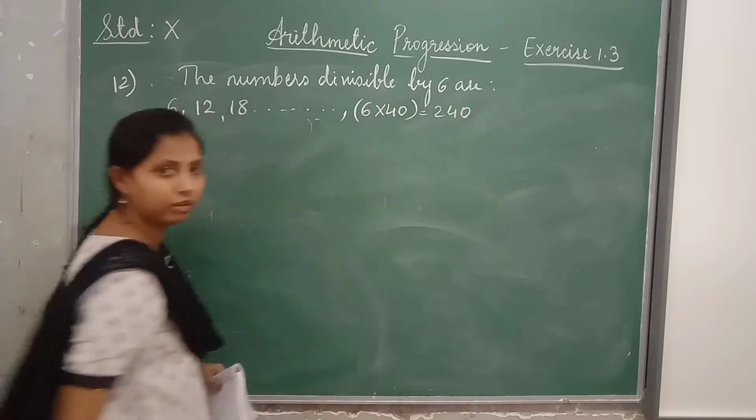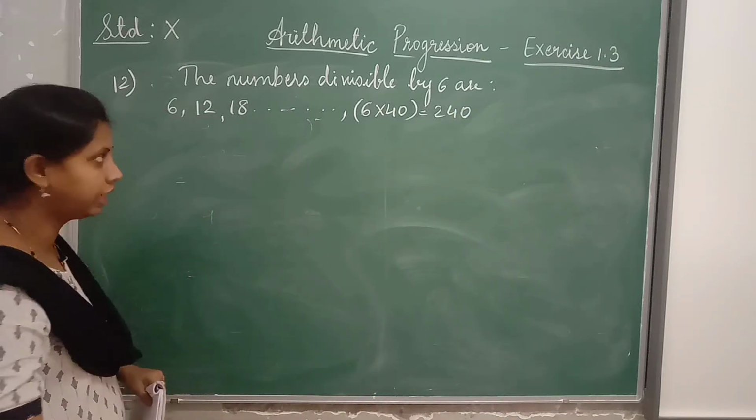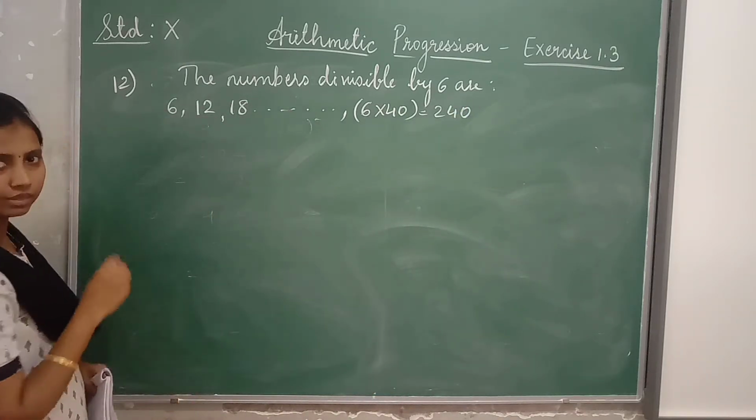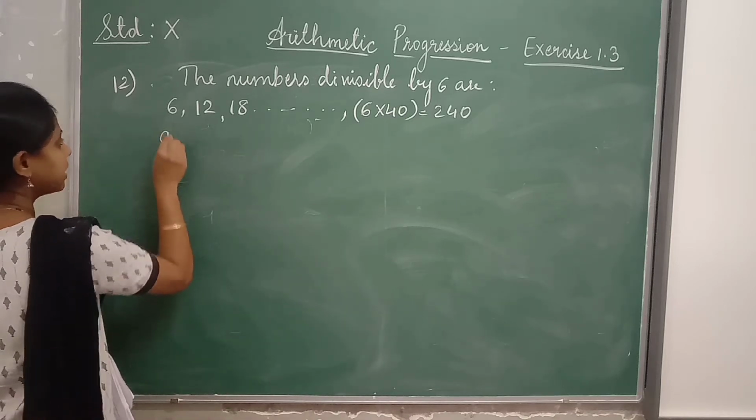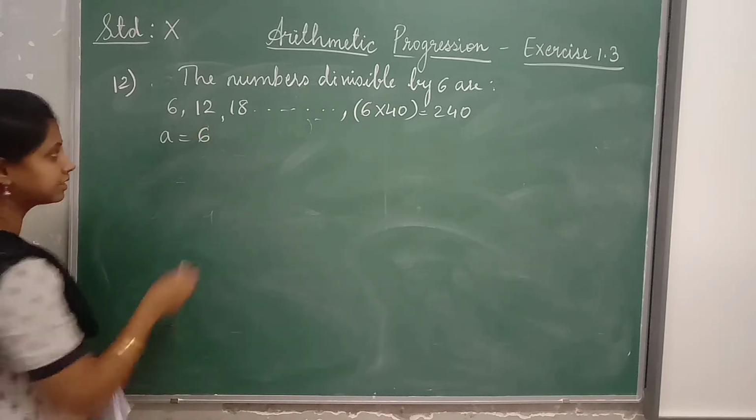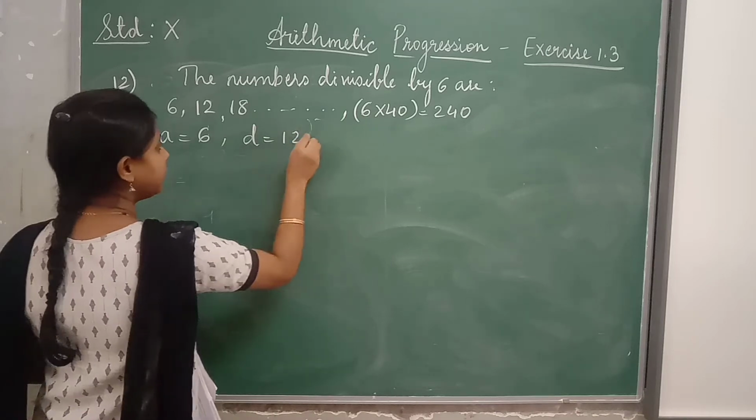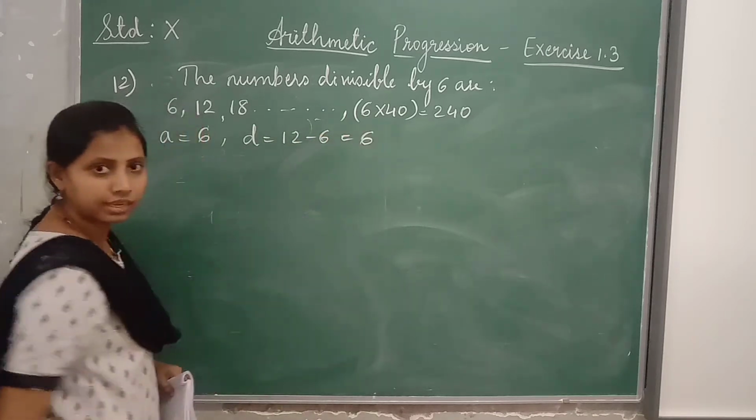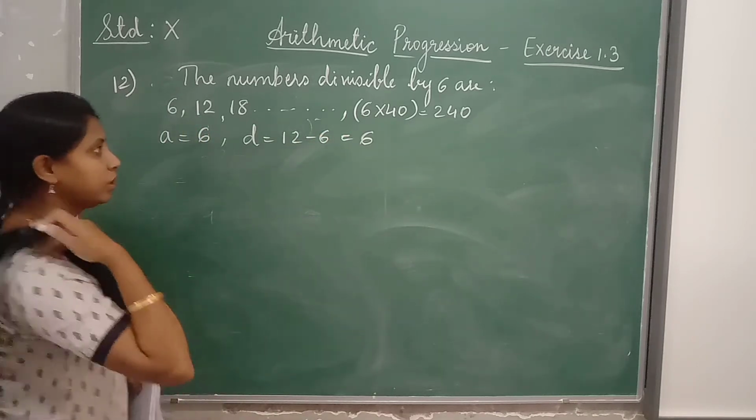That is 240, it will be the last term. Okay, so now find the sum. A is given as 6, the first term is 6. The difference will be nothing but 12 minus 6, that is 6. Then the number of terms is 40.